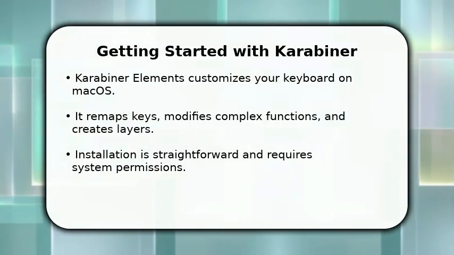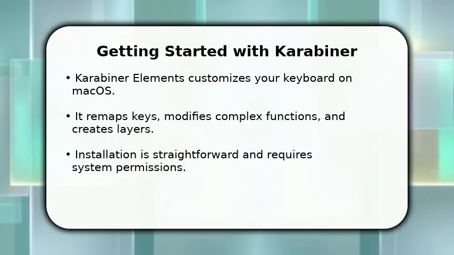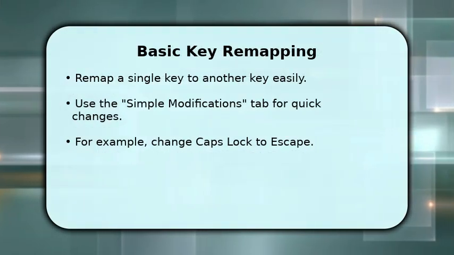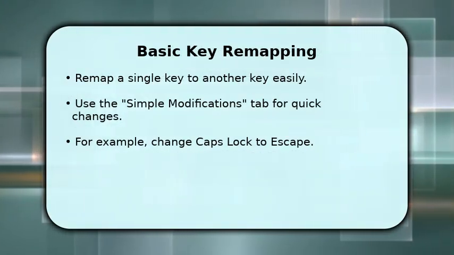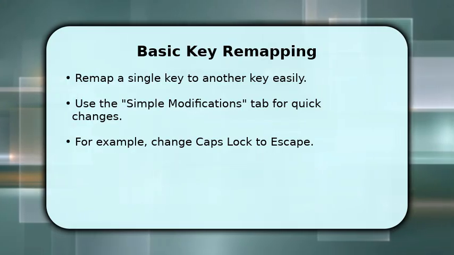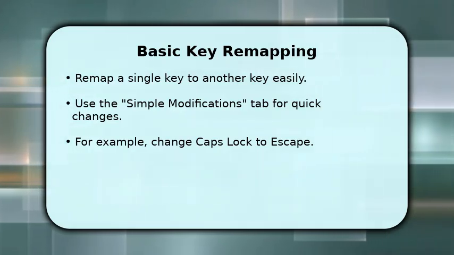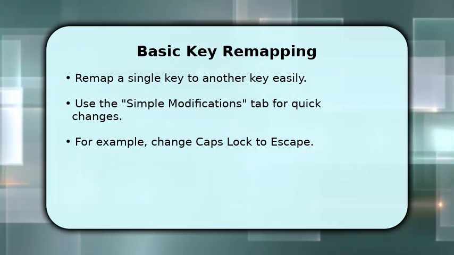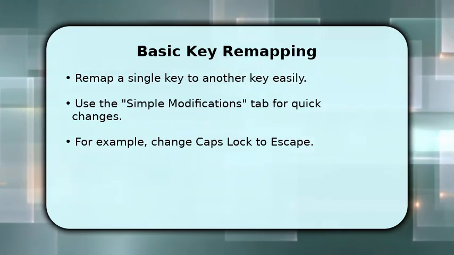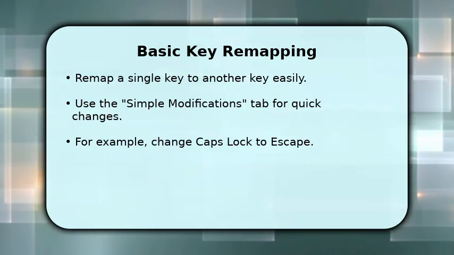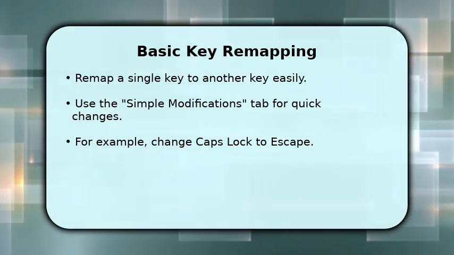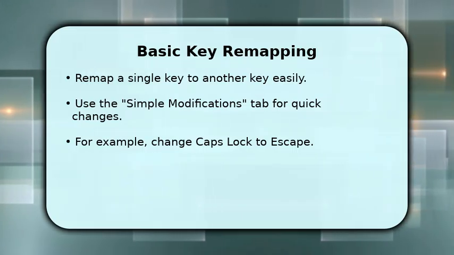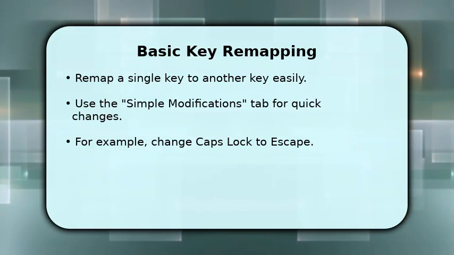Once permissions are set, you can open the application and begin customizing your keyboard layout. To perform a basic key remapping, navigate to the Simple Modifications tab within Karabiner Elements. Here, you can select a source key, like your caps lock, and assign it a new target key, such as Escape. This is incredibly useful for optimizing common shortcuts or fixing uncomfortable key placements. The changes take effect immediately, providing instant feedback on your new keyboard layout.